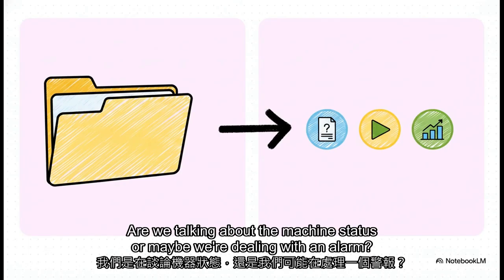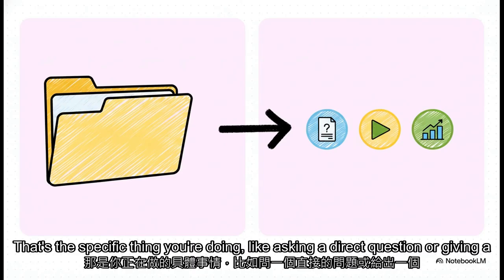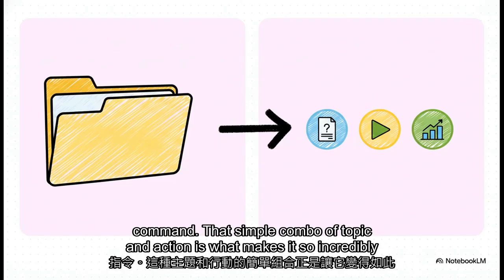Are we talking about the machine status? Or maybe we're dealing with an alarm. Then you have the function. That's the specific thing you're doing, like asking a direct question or giving a command. That simple combo of topic and action is what makes it so incredibly powerful.